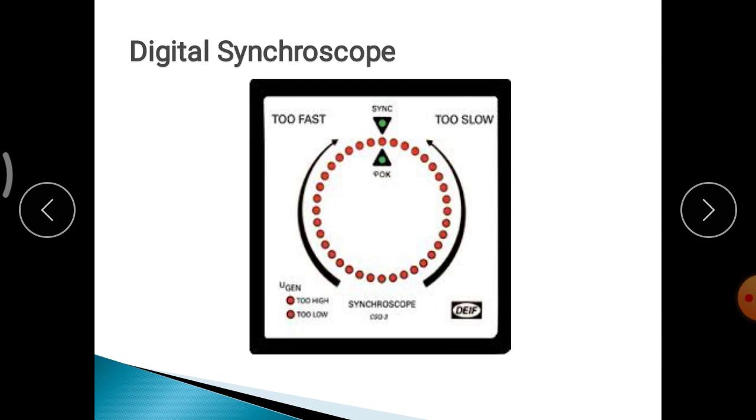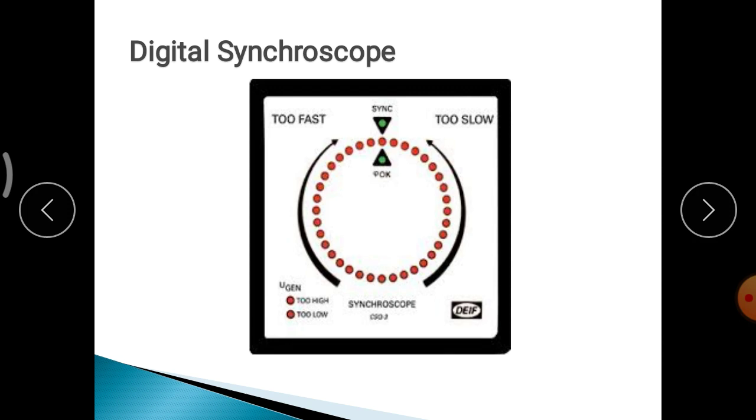Some important conditions are there, three conditions: frequency should be the same, voltage should be the same, and phase sequence should be the same. Phase sequence means RYB; it should not be that one is RYB and the other is BRY. It should be the same. To detect whether synchronism is achieved or not, whether the important conditions are achieved or not, we use the digital synchroscope in generating stations. So how it works we will discuss now.